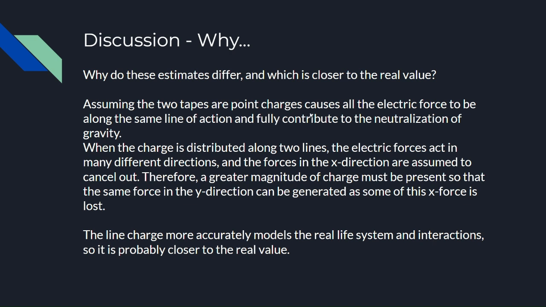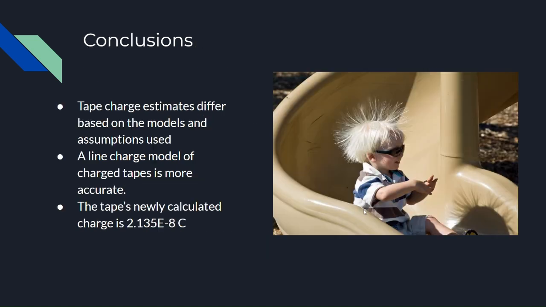Well, assuming that the tapes are point charges causes all the electric force to be along the same line of action and fully contribute to the neutralization of gravity. When the charge is distributed along two lines, the electric forces act in many different directions, and the forces in the x direction are assumed to cancel out. Therefore, a greater magnitude of charge must be present so that the same force in the y direction can be generated as some of this x force is lost. The line of charge more accurately models the real-life system and interactions, so it is probably closer to the real value.